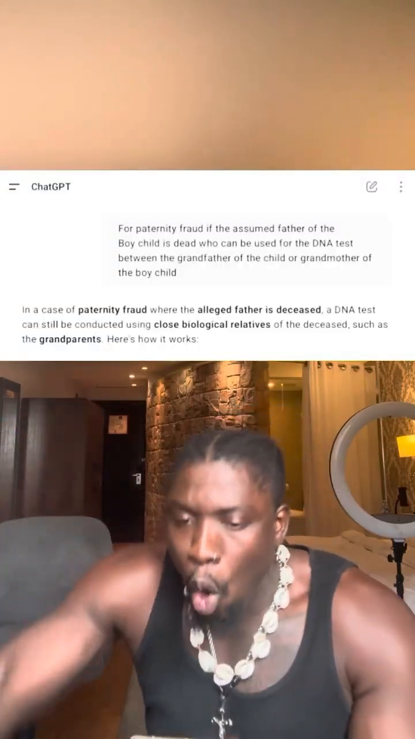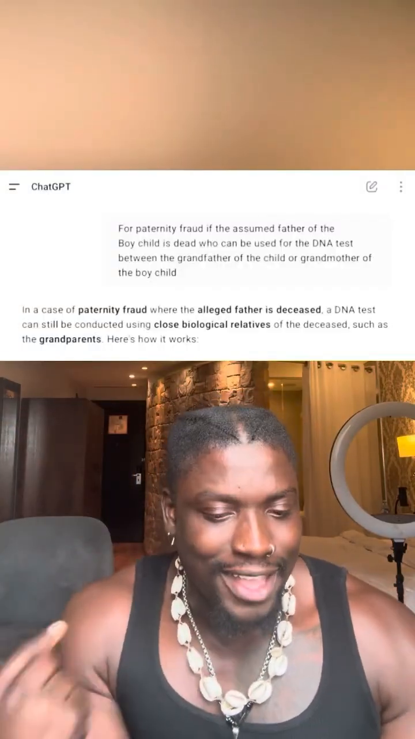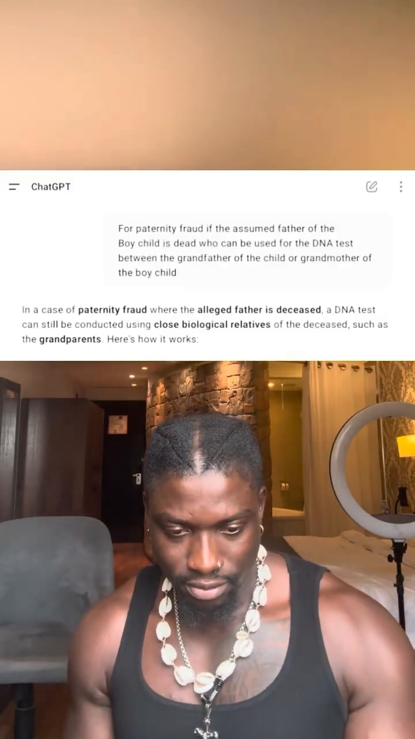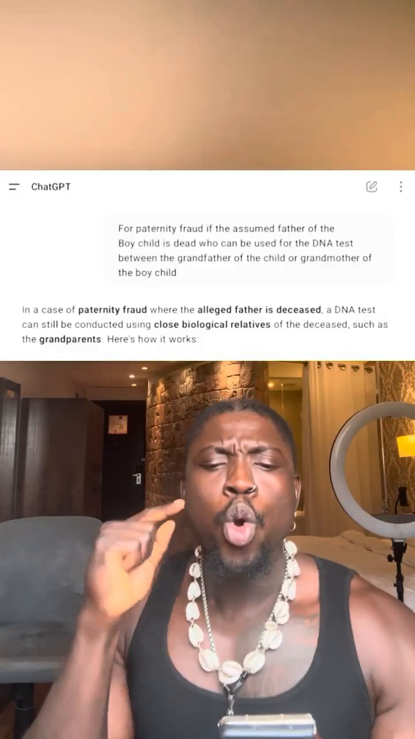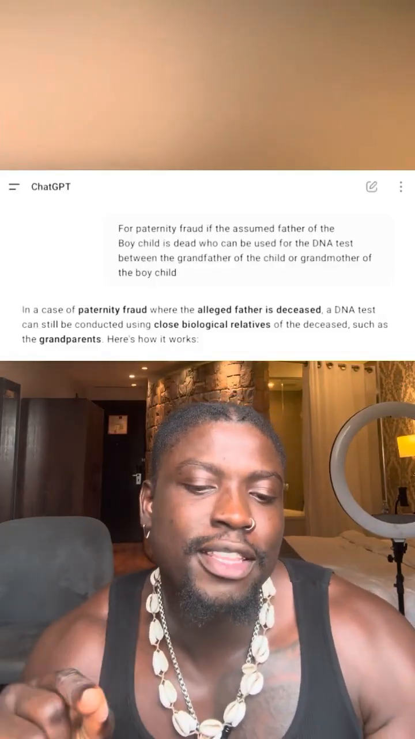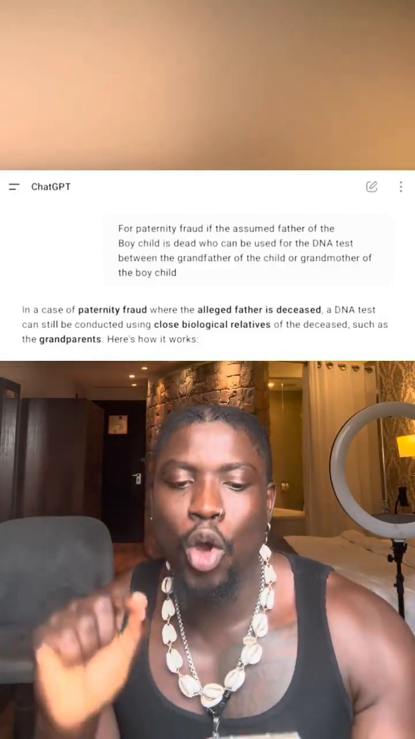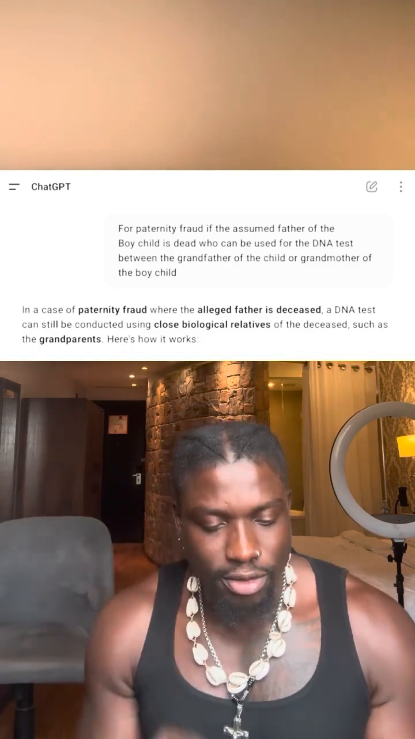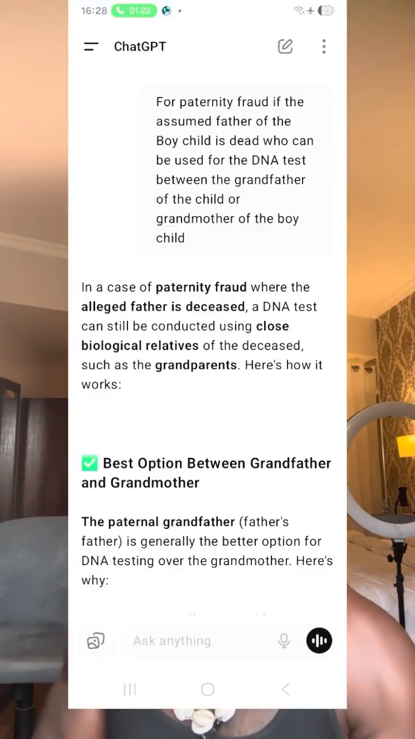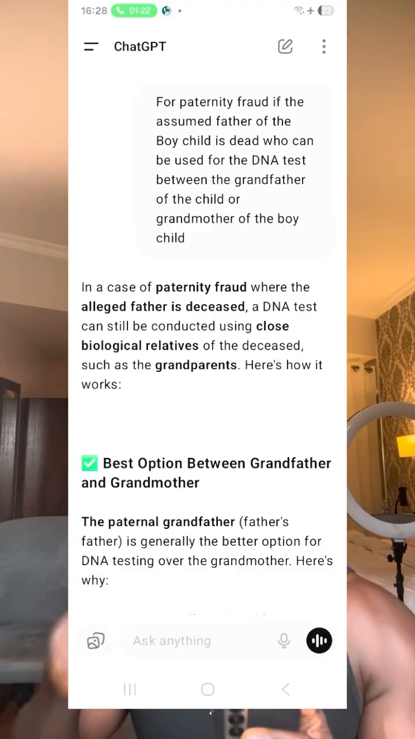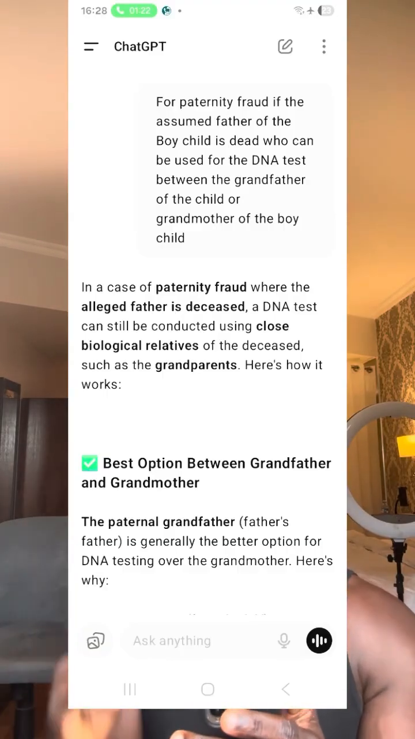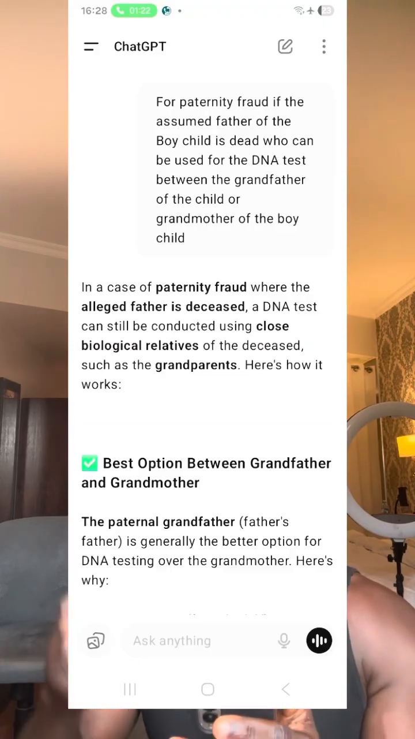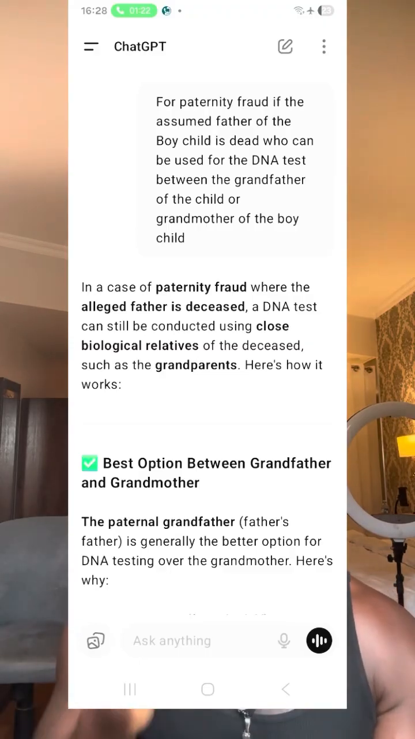I will rephrase again. For paternity fraud, if the assumed father of the boy child is dead, which is Mohbad, who can be used for the DNA test between the grandfather of the child or the grandmother of the child? Answer. In a case of paternity fraud, where the alleged father is deceased, which is Mohbad, a DNA test can still be conducted using close biological relatives of the deceased, such as the grandparents. Here is how it works.